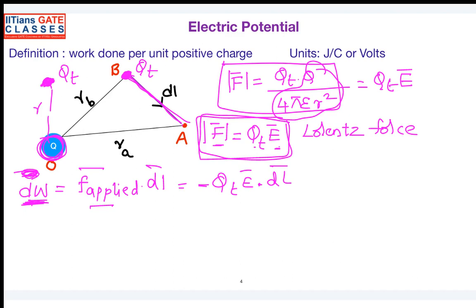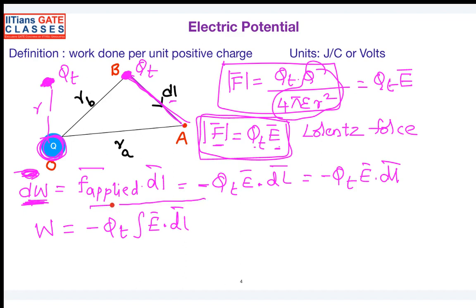So this is of the form minus qt E into dl. Let me write that once again. So the total work done will be, instead of considering a differential length of dl, if you want to find out the total work done from one point to the other point, you can integrate it. So hence W becomes minus qt into the integral of E dot dl.